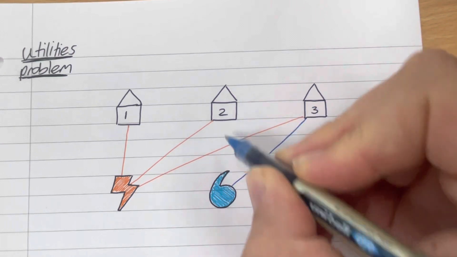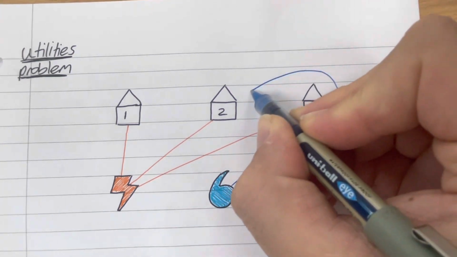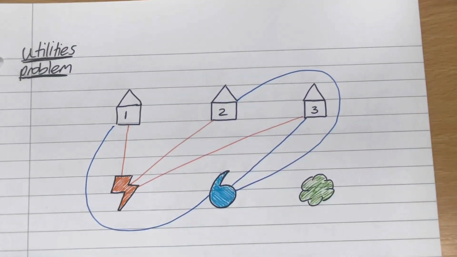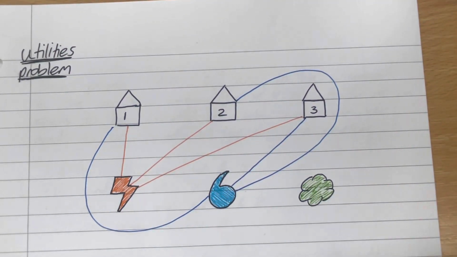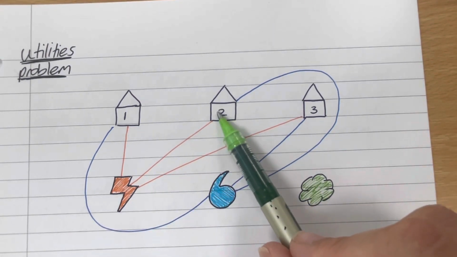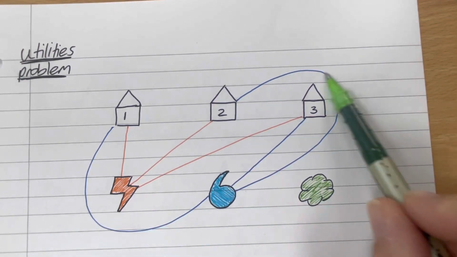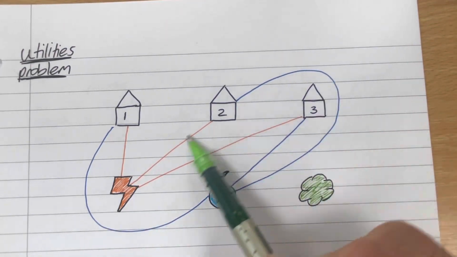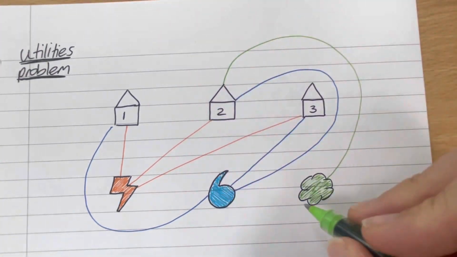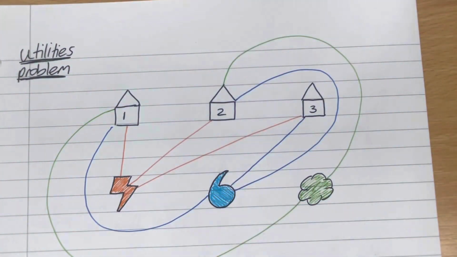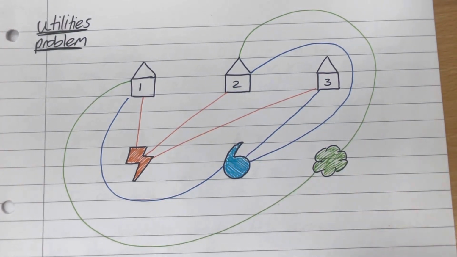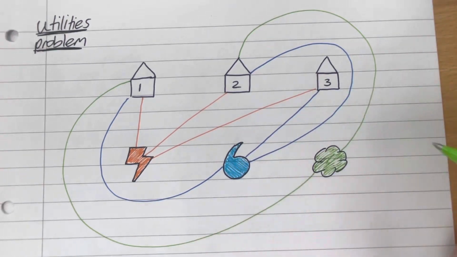I can't get to 2 that way. I have to go all the way around 3 to get to 2. And I can get to 1 by going this way. And then when I come to do the gas, we can see that house 3 is inside this cycle. So I can't get to house 3. I can get to houses 1 and 2. Okay, there's house 2 for gas. There's house 1 for gas. But I can't get to house 3 because it's trapped between these 2 electric arcs and these 2 water arcs.